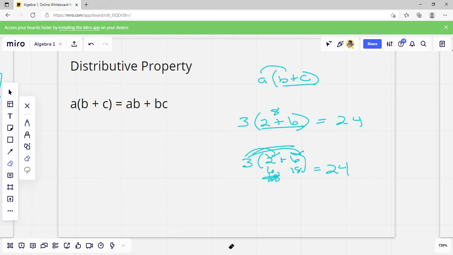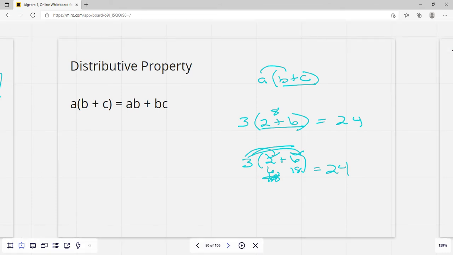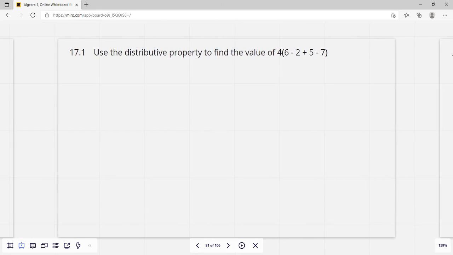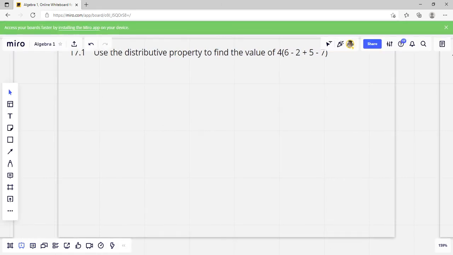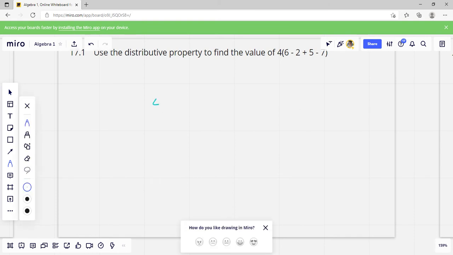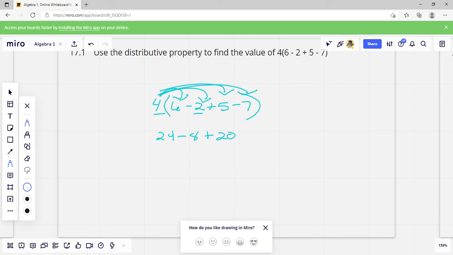All right, so that leads us to what I like to call rainbowing. Let's look at another example here. Use the distributive property for this. We have 4 times 6 minus 2 plus 5 minus 7. It tells us to use the distributive property, so that means we're just going to rainbow this. We're going to draw a little arrow, say 6 times 4 is 24. And then we're going to rainbow right here. So 4 times 2, which would be 8. Then here, 4 times 5, that would be 20. And then 7 times 4 is 28.